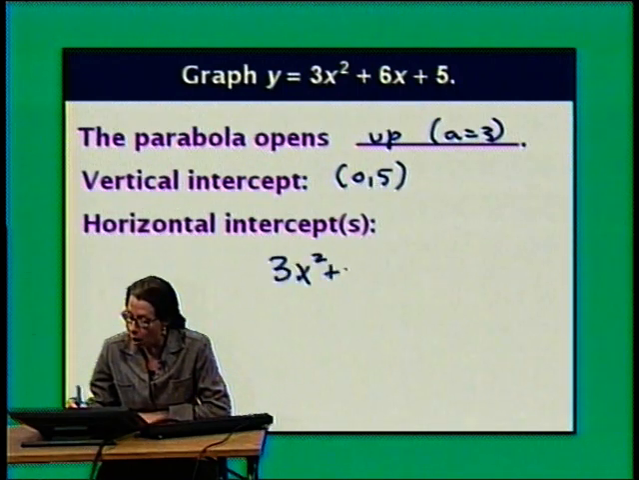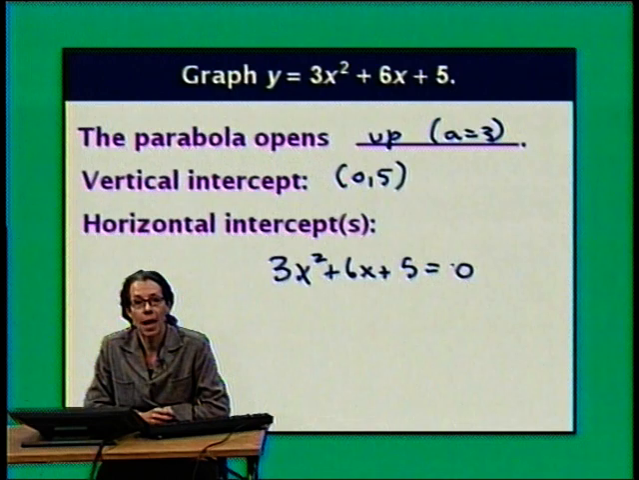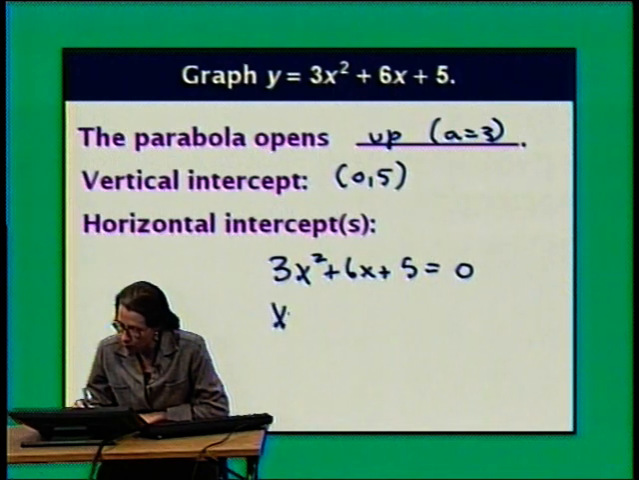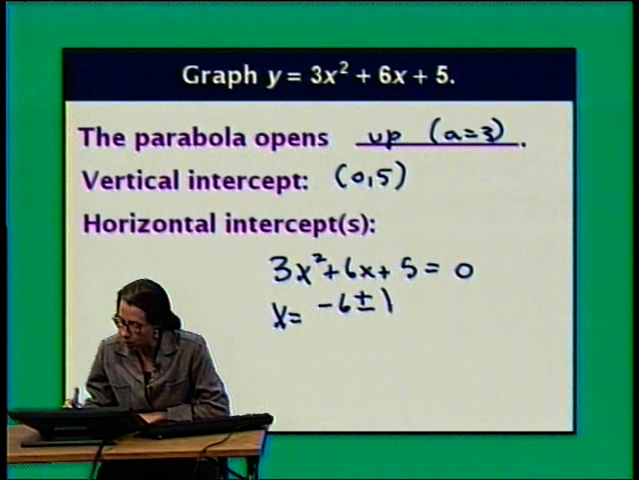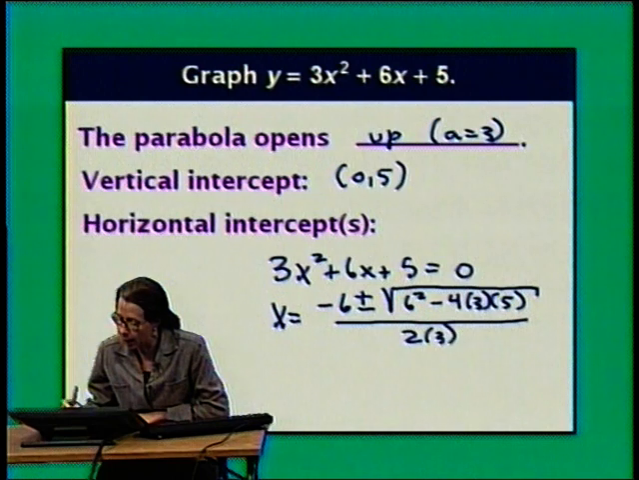When we set y equal to 0, we end up with a quadratic equation. So now I want to solve this, and I'm going to use the quadratic formula here. So I have x equals the opposite of b plus or minus the square root of b squared minus 4 times a times c all over 2a.